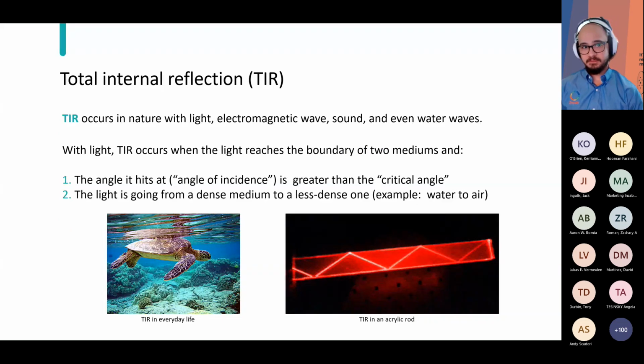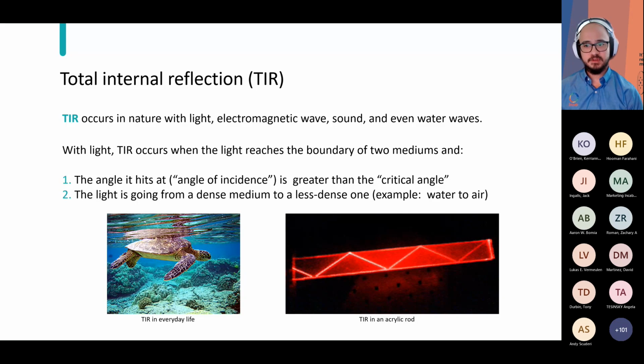And the method of bouncing is referred to as total internal reflection, and it occurs in nature with light and just in general electromagnetic waves and sound and even water. And with light, total internal reflection occurs when light reaches a boundary between two mediums. And not only that, it has to hit at an angle which we'll refer to as the angle of incidence, and it has to hit it at what we'll call the critical angle, and we'll get into that a little bit later. And then light going from one dense medium to a less dense one.